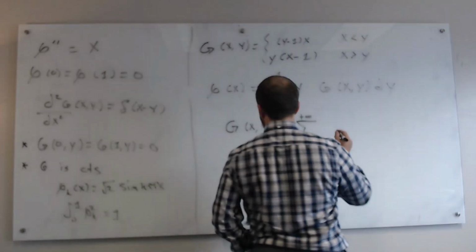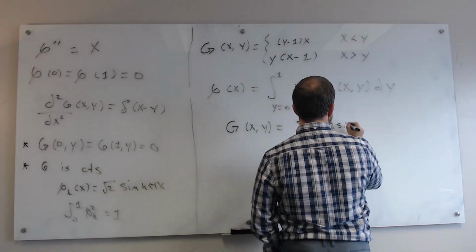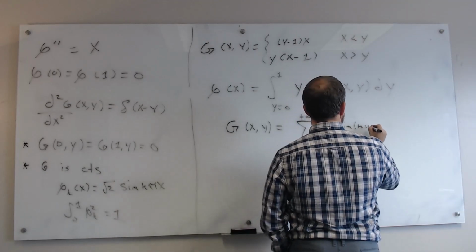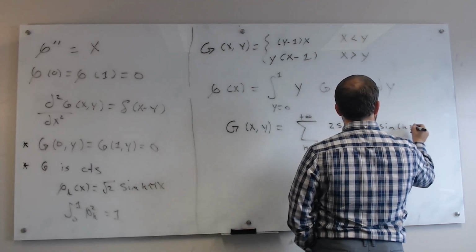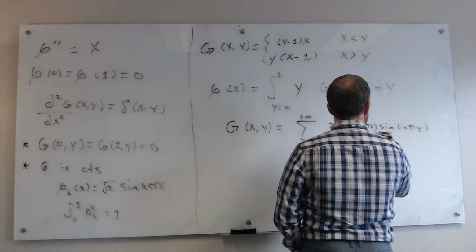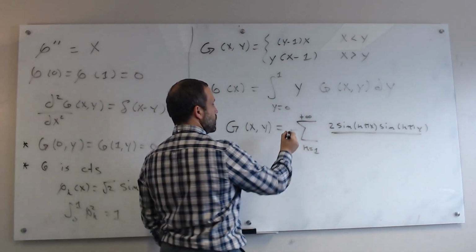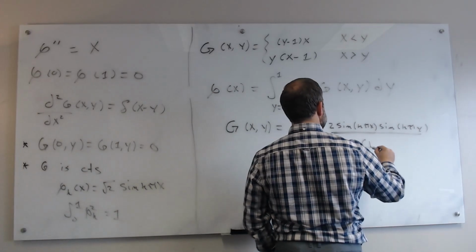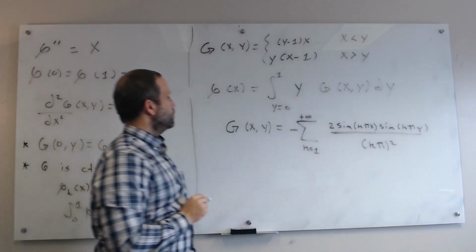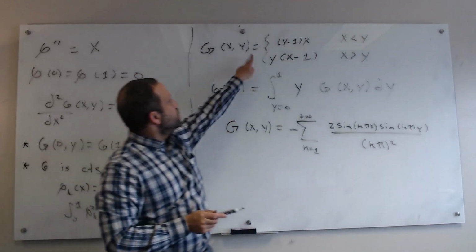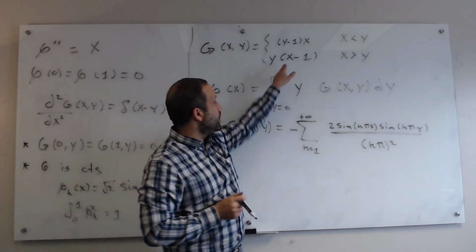Okay, so this is going to be equal to phi k of x times phi k of y, so it'll be 2 times sine of k pi x sine of k pi y divided by minus the corresponding eigenvalue. So I'm going to put the minus sign out here. And the eigenvalue is k pi squared. So in other words, this function here is equal to this function here. Graph it in Desmos and you'll see that this is equal to that.